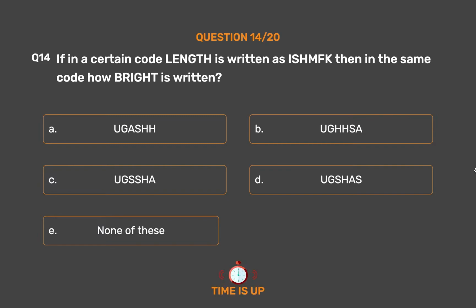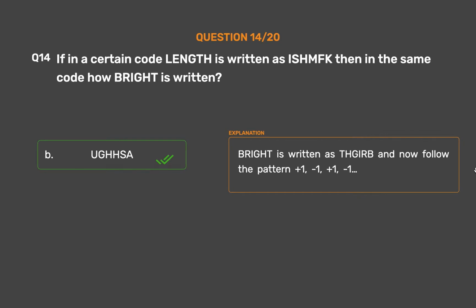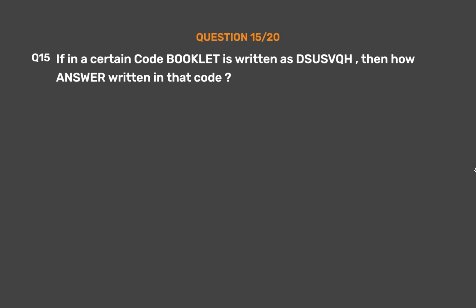The correct answer is option B. Ugsha. Bright is written as Thagirb and now follow the pattern +1, -1, +1, -1. Question number 15. If in a certain code booklet is written as Tsusvg, then how is answer written in that code?